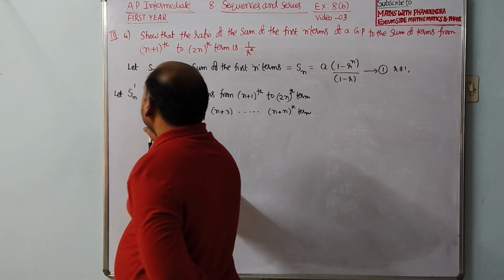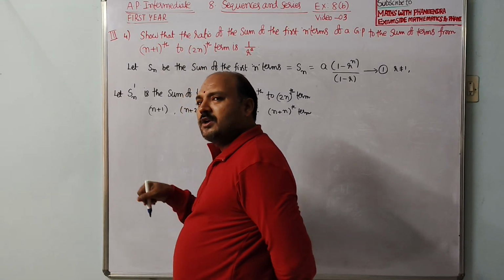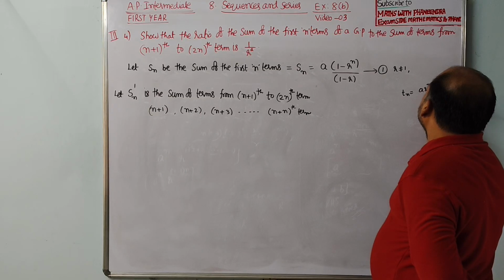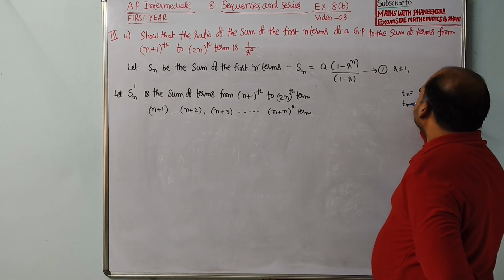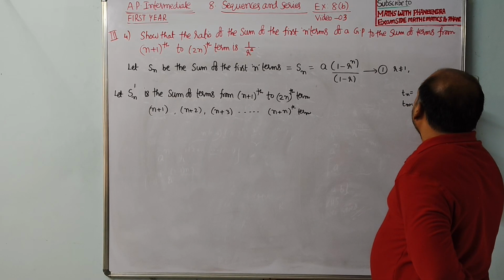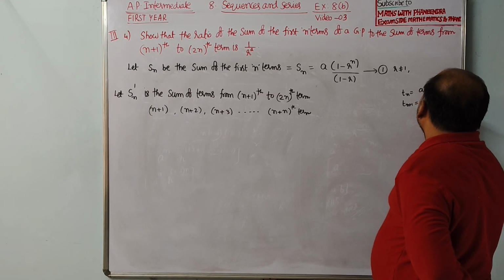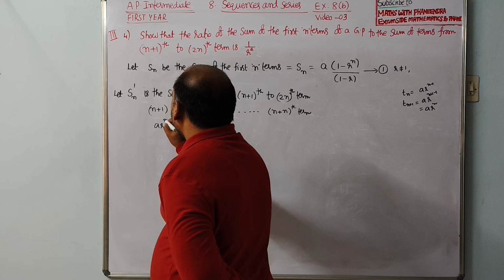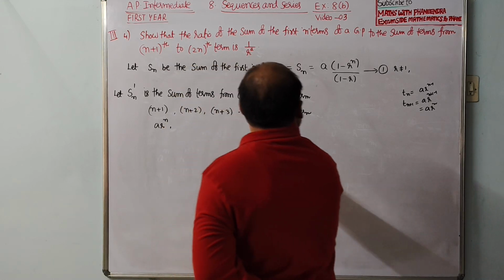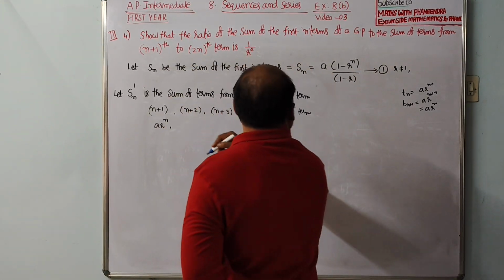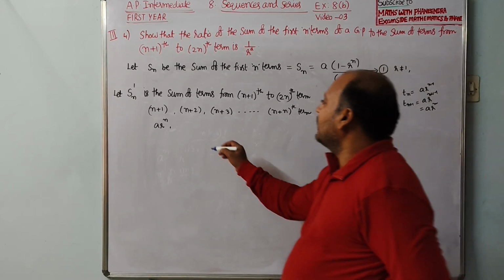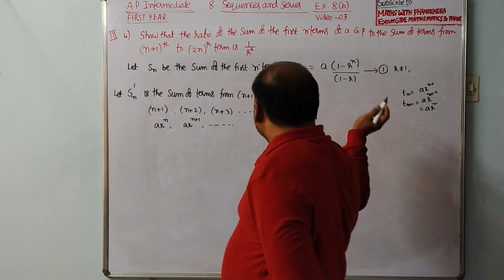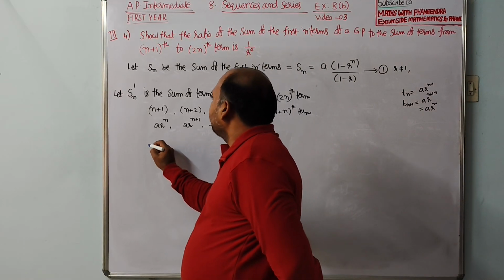So, the first term, the n plus 1th term, means what? Generally, Tn means a r power n minus 1, no? So Tn plus 1 means a into r power n plus 1 minus 1, that is a r power n. The previous one is a r power n minus 1. Like this it comes: n plus 1, a r power n plus 1, and so on. This sum we are going to write.